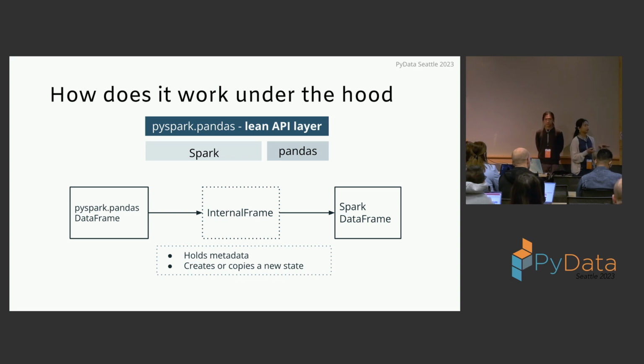This internal frame holds all the metadata of Spark data frames, and it also holds the mapping from the PySpark Pandas data frame to Spark data frames. So when we make changes to a PySpark Pandas data frame, the internal frame decides whether it should create a new state or copy a new state so that the immutable property of Spark data frames is still preserved.